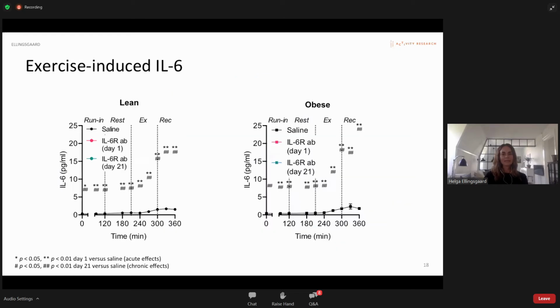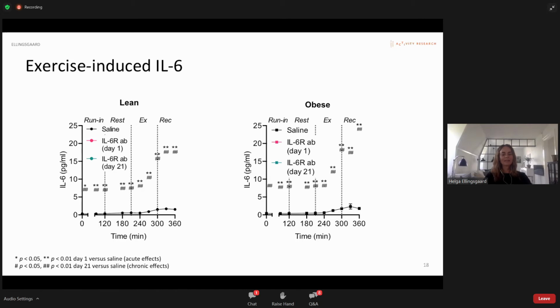So to the data, and since all or most of the data slides look like this one, I'll take you slowly through this first one. So what you see here are the concentrations of IL-6 in the circulation in the lean group on the left side and in the obese group to the right. And first, maybe I can mention that there was no difference in IL-6 levels in the lean and obese participants, which is probably due to their young age, so a short life living with obesity.